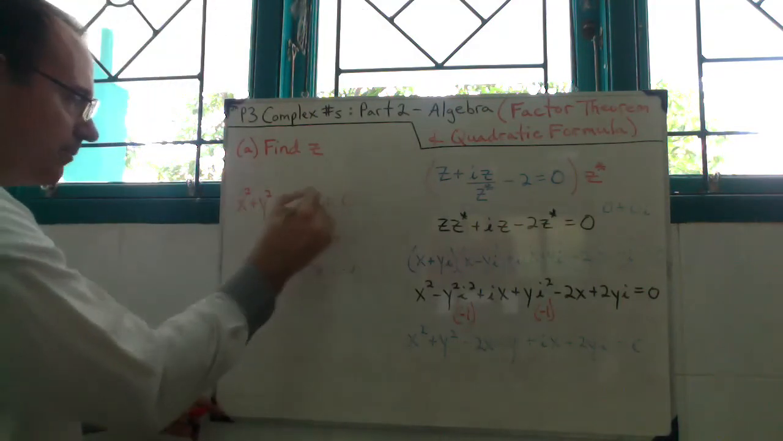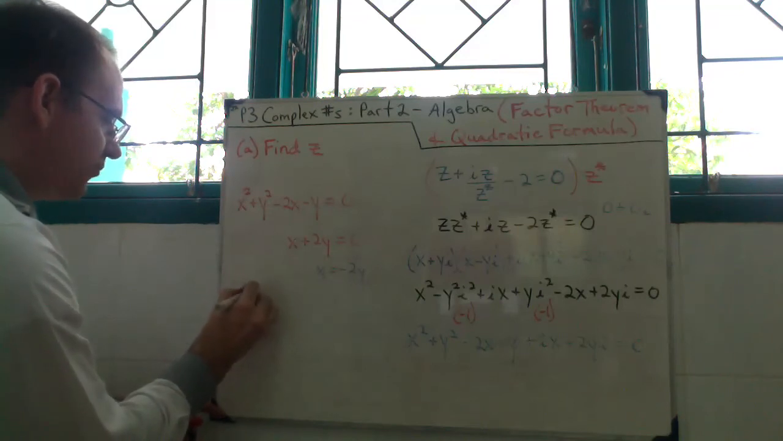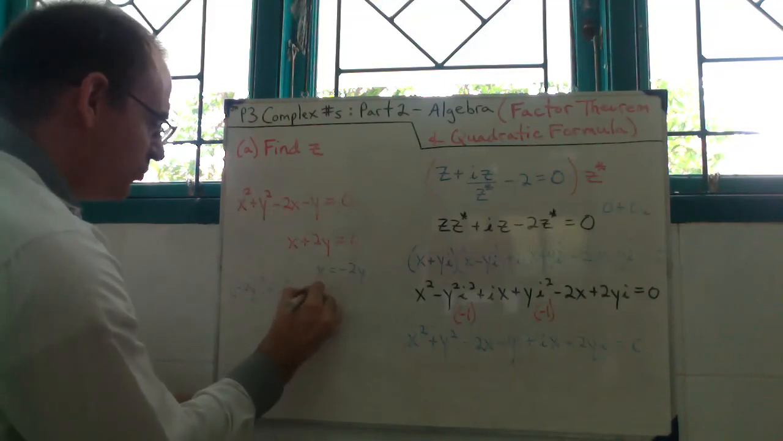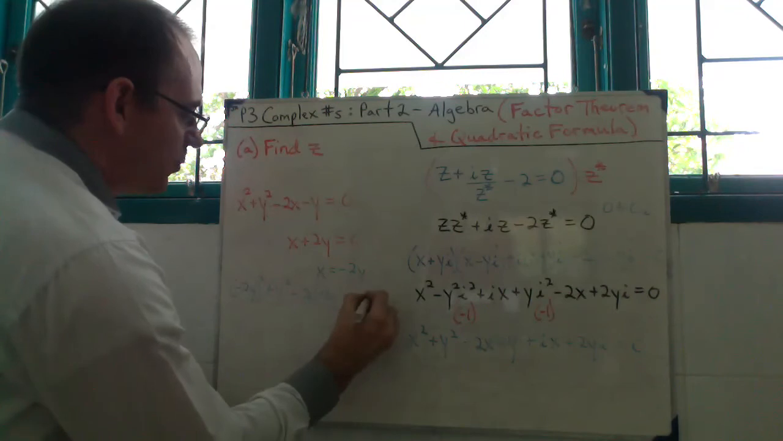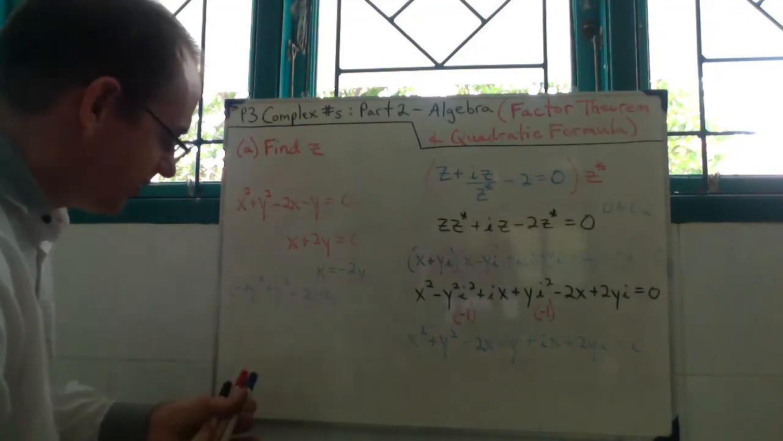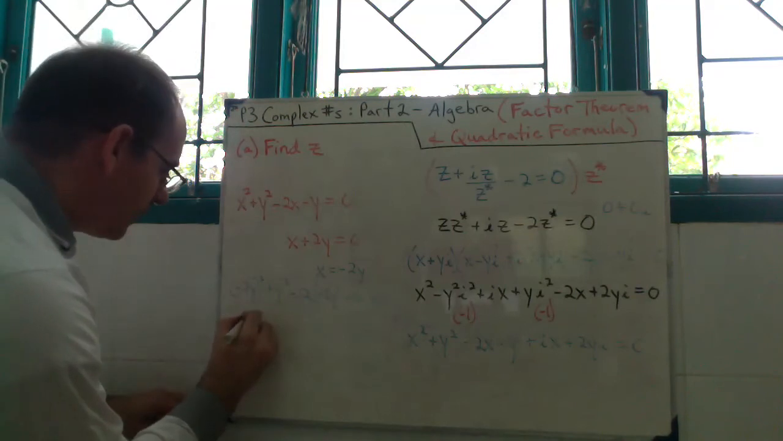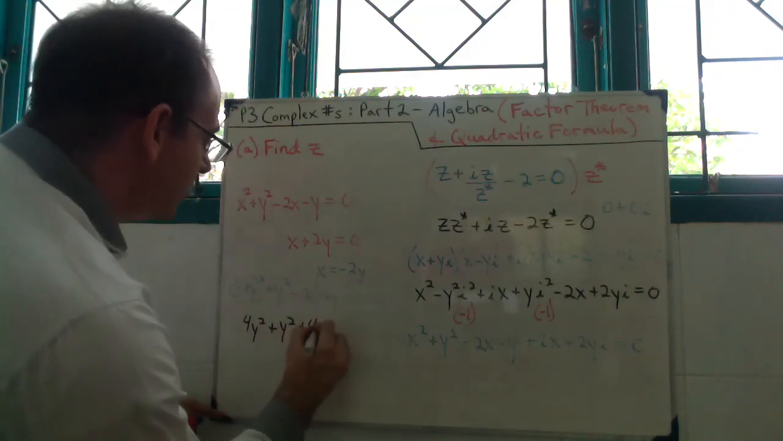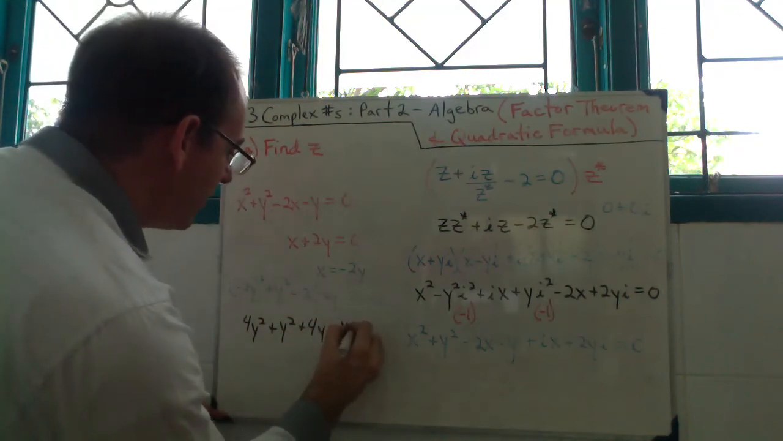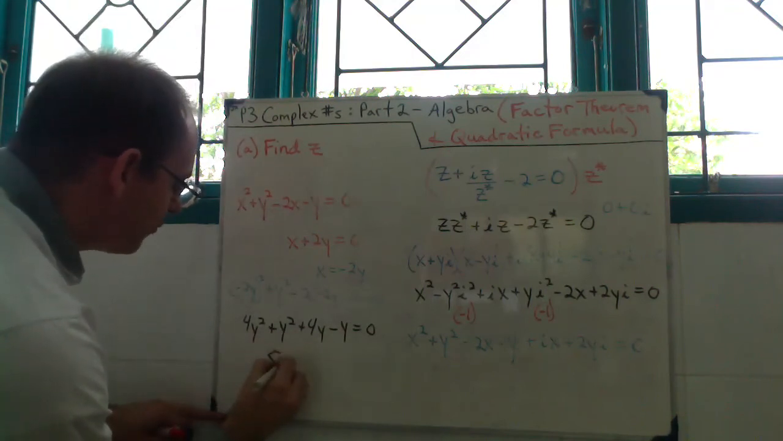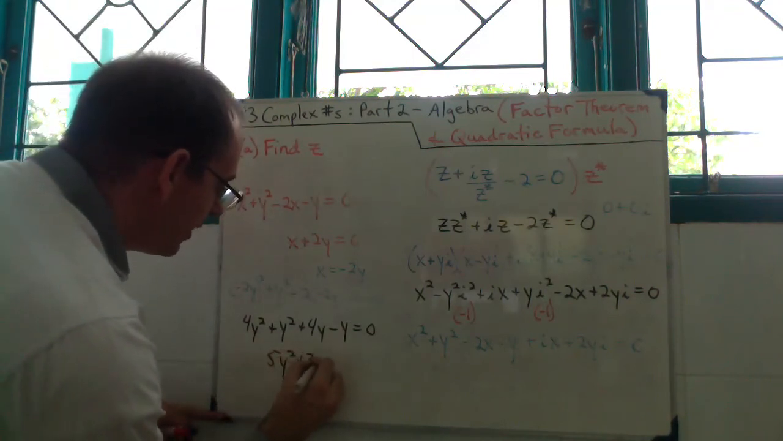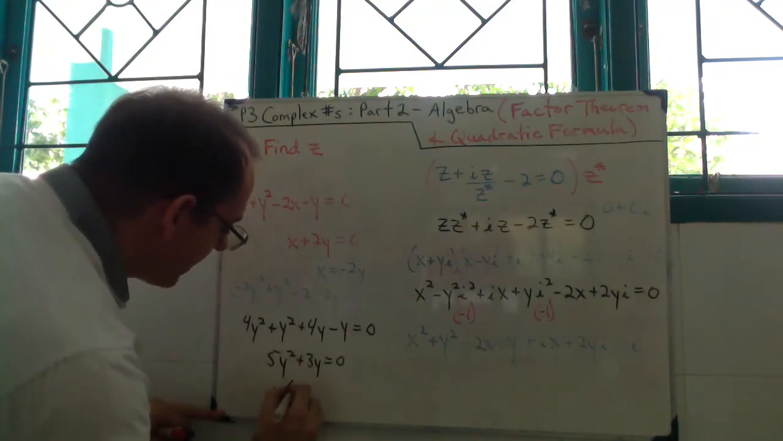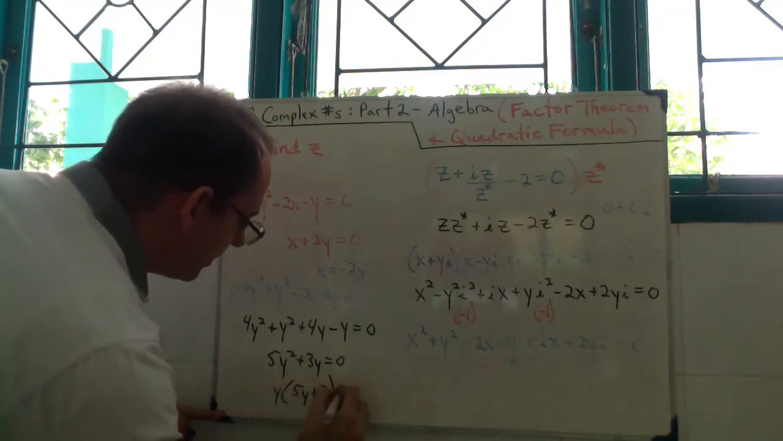We can plug that back up into this one. So we get negative 2y squared plus y squared minus 2 times negative 2y minus y equals 0. So this here gives us 4y squared plus y squared plus 4y minus y equals 0. That gives us 5y squared plus 3y equals 0. Factor it, we get y times 5y plus 3 equals 0.